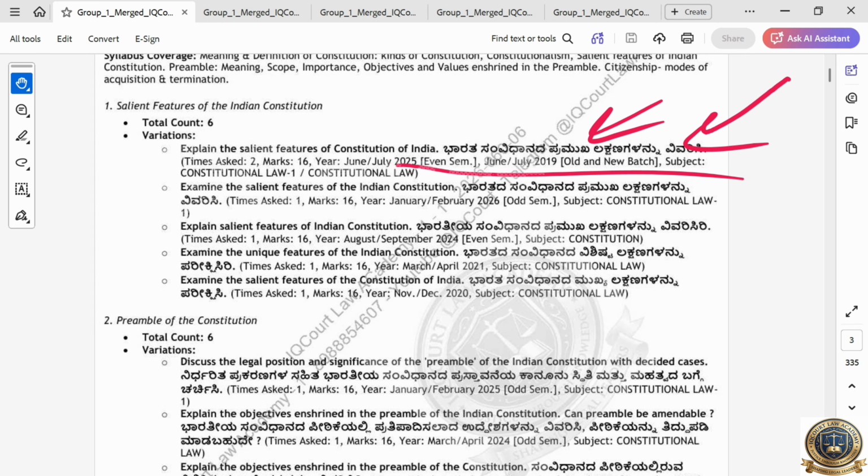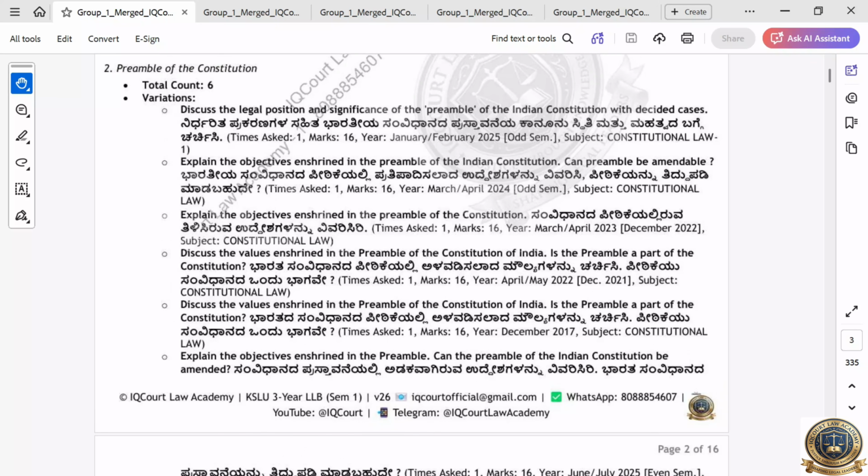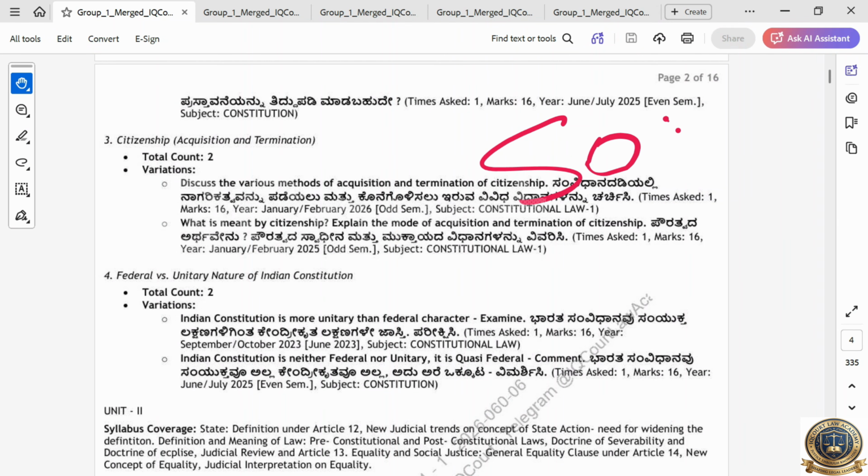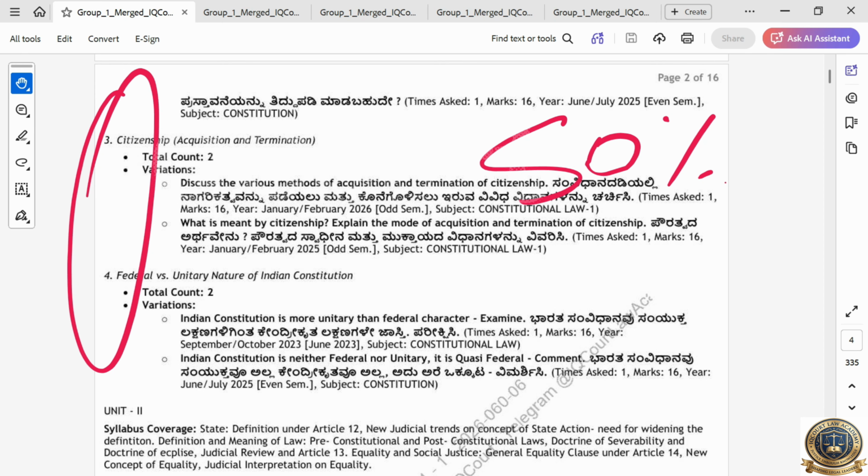Writing this is very, very important. 95% this question will come. Then preamble, this is also very, very important. 95%. These two questions are 95%. This one, citizenship, I will give it as 50%. All questions are important. Out of all these questions, I have listed 4 questions. Right, only these 4 questions will come in the exam.